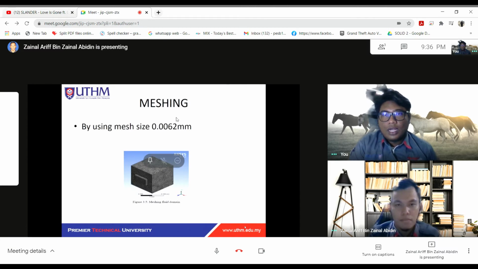During meshing, the best from GIT that we obtained, we use 0.062 millimeter. This figure is from the ANSYS software which we are using, ANSYS 19.2. So we obtain the mesh size of 0.062.